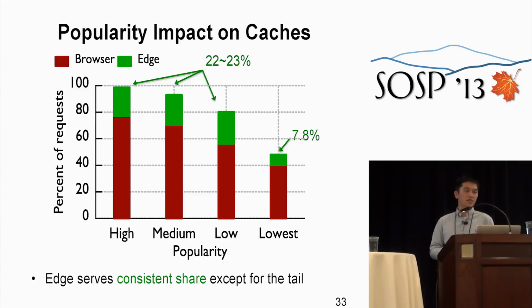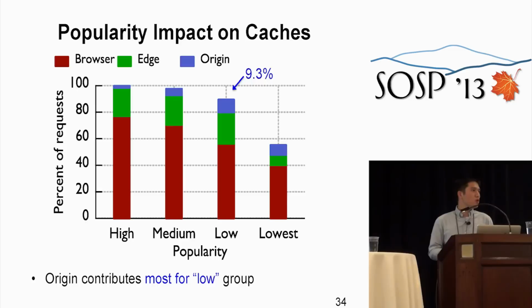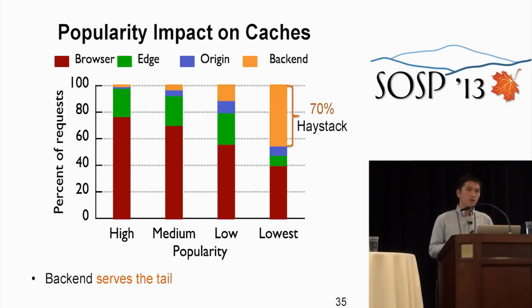How about the origin cache? It contributes most in the low group. Photos in that group are just not popular enough to reside in the browser or edge cache, but are still more cacheable compared to the lowest group. The Haystack backend really serves the tail. The traffic generated in the lowest group accounts for about 70% of the entire Haystack workload.